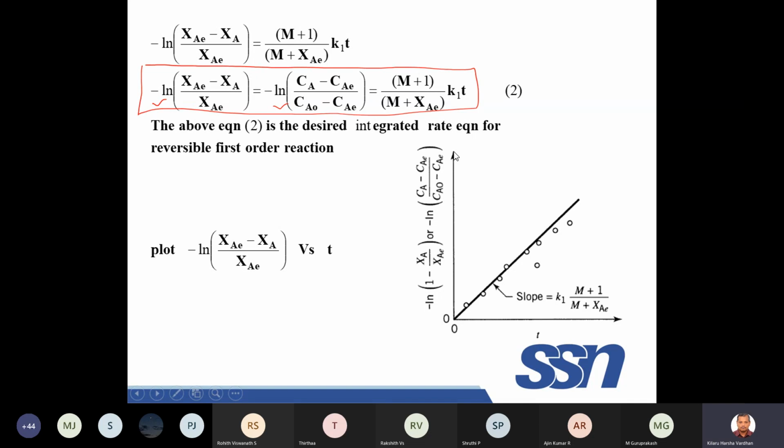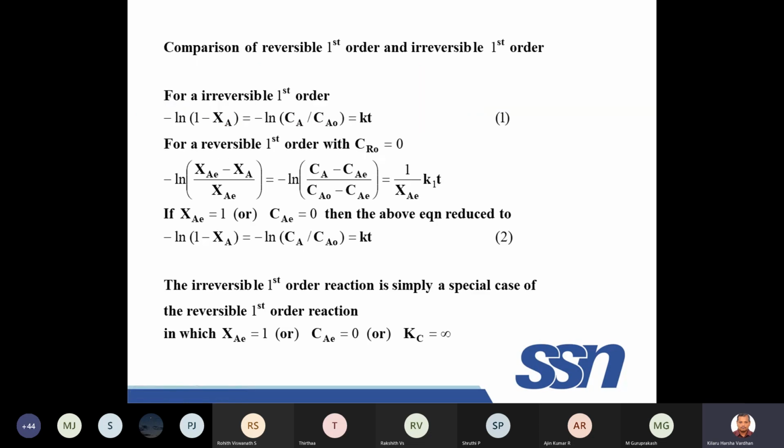So once we have all the reactions, we discussed irreversible reaction, reversible reaction, and multiple reactions, for a constant volume only till now. The volume can change. If you want to compare, you can compare a reversible first order and an irreversible reaction. This is for the irreversible reaction. For a reversible reaction, you are getting this. If you assume CR naught is 0, then you are left with the same equation, right?